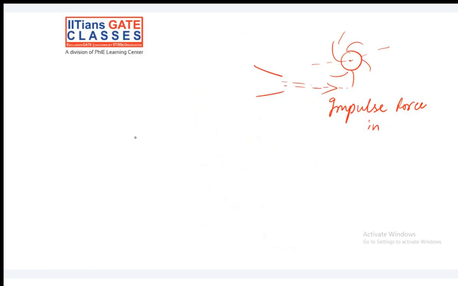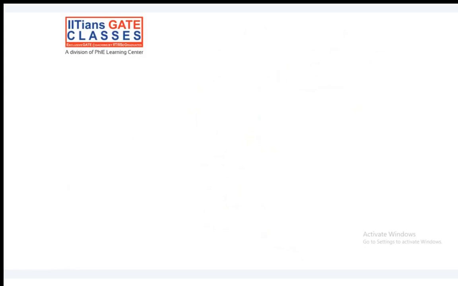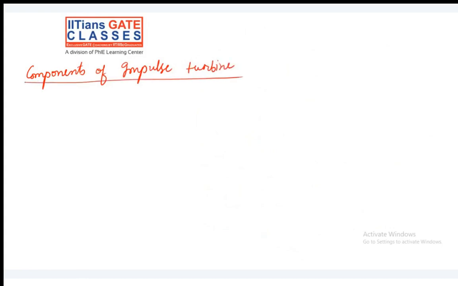Okay, now the important components of an impulse turbine. Impulse turbine or Pelton wheel, these two are the same. Sometimes they will directly say a Pelton turbine, so you should be able to understand that they are talking about an impulse turbine.